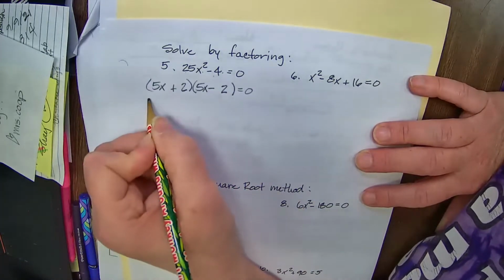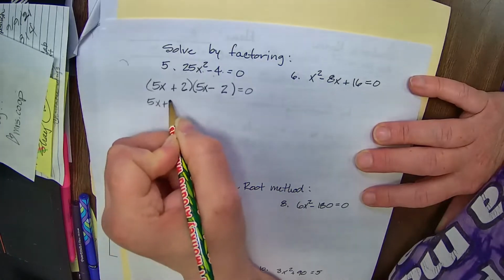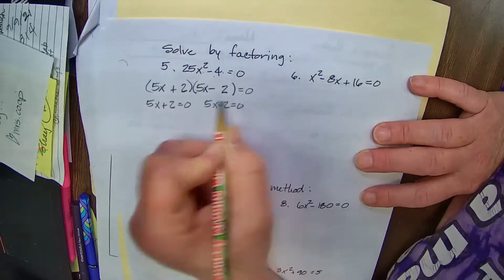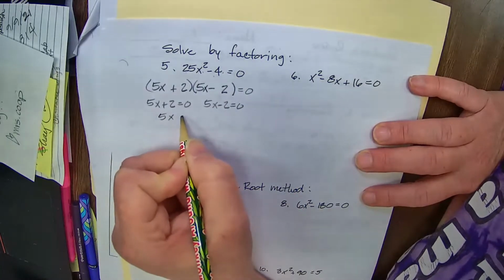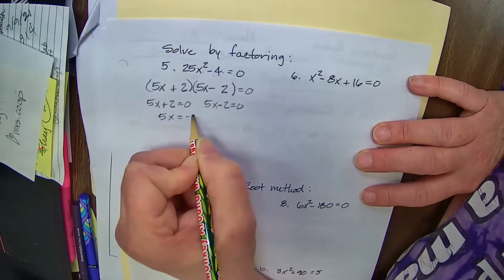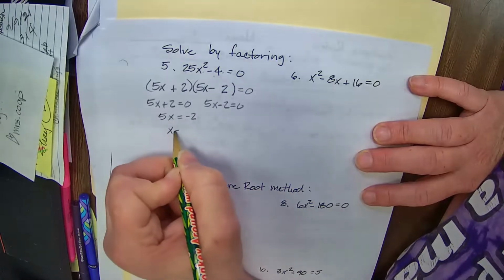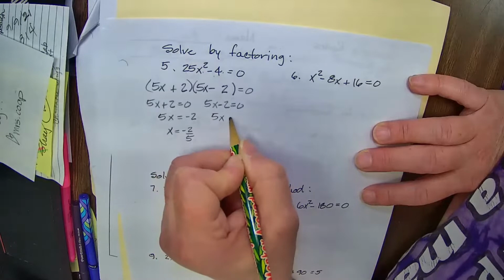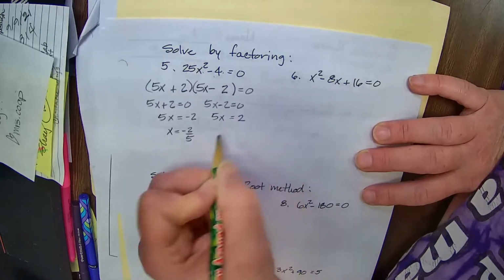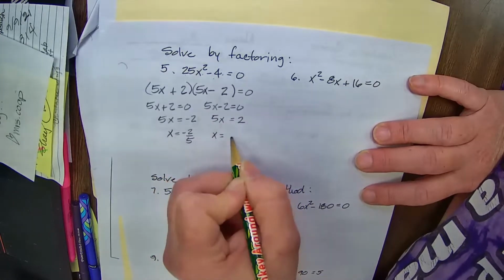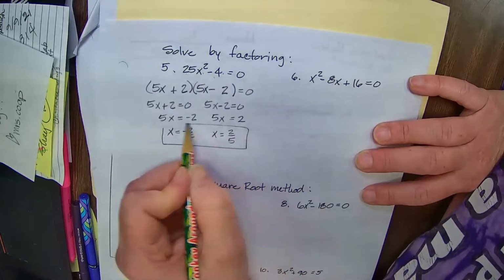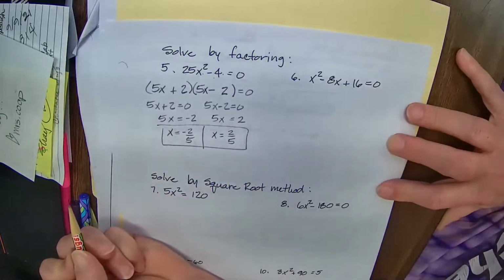Okay? Then we set each one equal to 0. 5x plus 2 equals 0. 5x minus 2 equals 0. Subtract 2, so we got 5x equals negative 2, so x is negative 2/5. Add 2, so we have 5x equals positive 2, so x is positive 2/5.